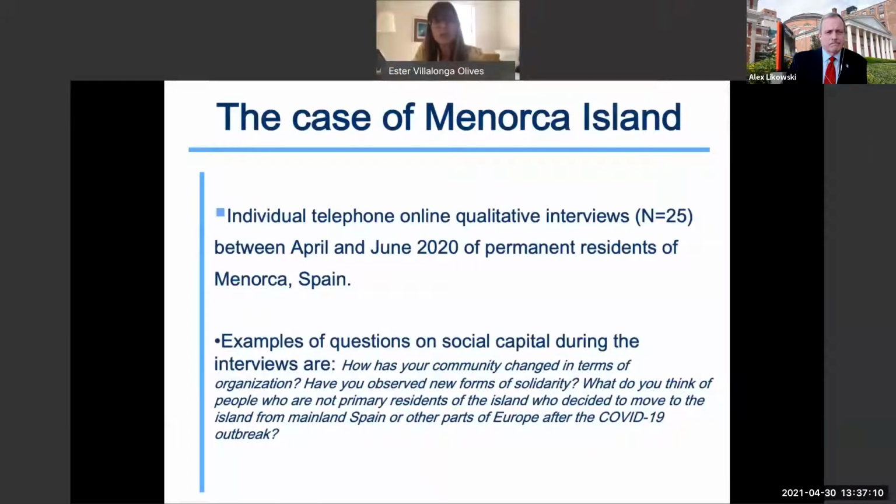How has your community changed in terms of organization? Have you observed new forms of solidarity? What do you think of people who are not primary residents of the island, who decided to move to the island from mainland Spain or other parts of Europe after the COVID-19 outbreak?